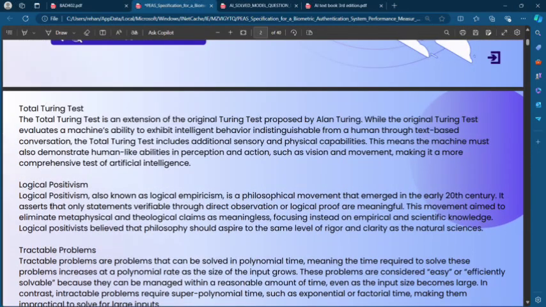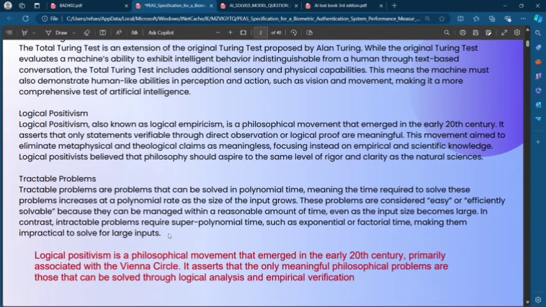At the beginning, you can also add that logical positivism is also known as logical empiricism. Then you can say it is a philosophical movement that emerged in the early 20th century. It asserts that only statements verifiable through direct observation or logical proof are meaningful. So it says what is meaningful: statements verifiable through direct observation and logical proof. How it does that is by this, as I showed here, logical analysis and empirical verification.